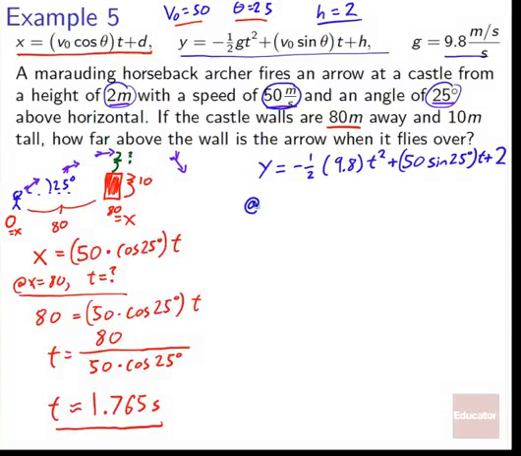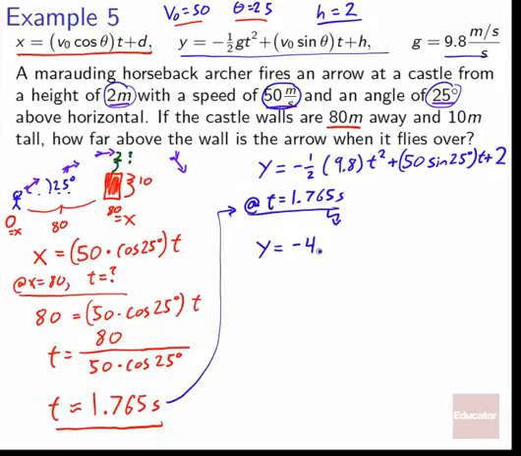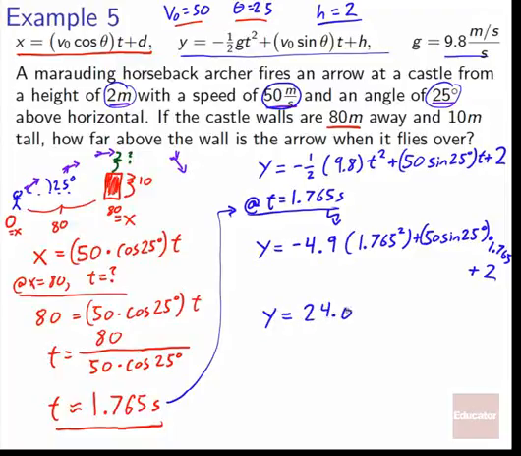We want to plug in at time equals 1.765 seconds, because that's the time that we're interested in knowing the height. So we plug that in here, and we get y equals negative 1/2 times 9.8, which is negative 4.9, times 1.765 squared plus 50 sine 25 degrees times 1.765 plus 2. Kind of a lot there. But at this point, we can work this all out. We work it out with a calculator, and we get that it is at 24.03 meters high. So the arrow is 24.03 meters high when it gets to the walls.